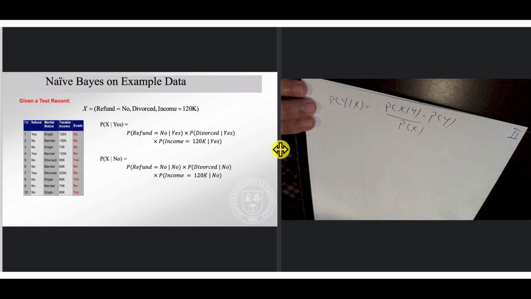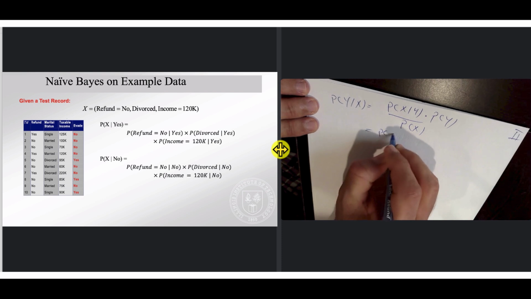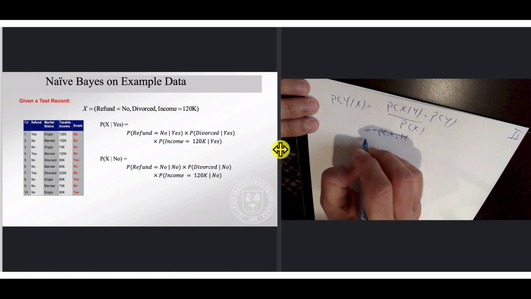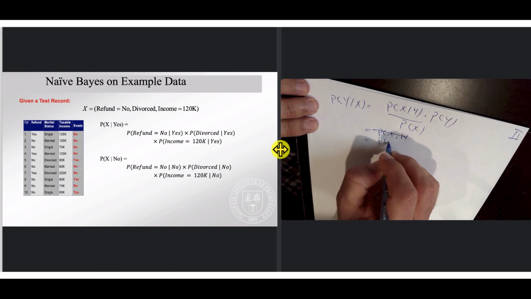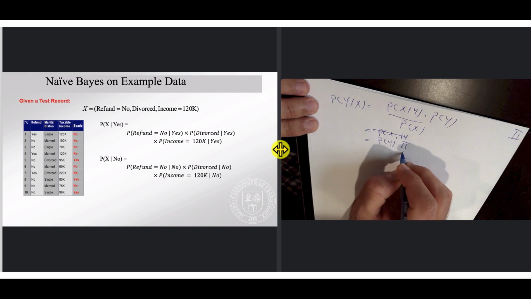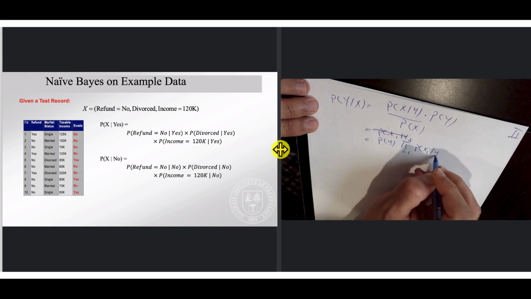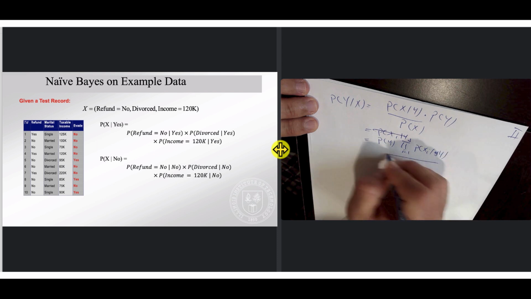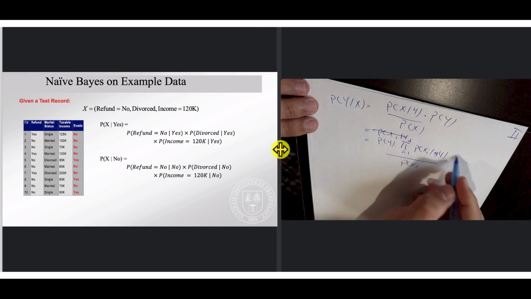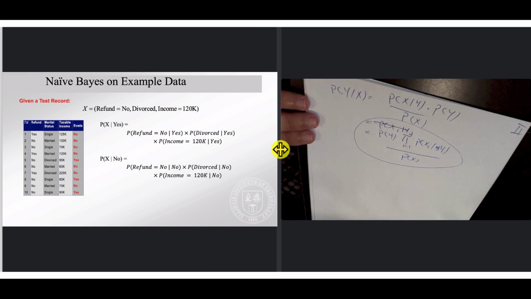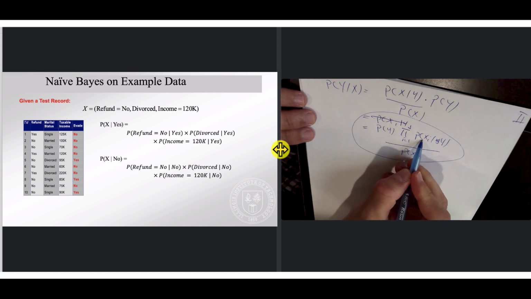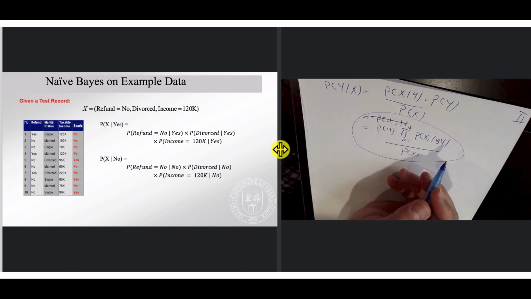X is going to have multiple values, so the probability of y given x1 through xd is equal to the probability of y times the product, i equal 1 to d, of the probability of xi given y, divided by the probability of x. And that's what I need to compute. This is my formula, since we have d features.